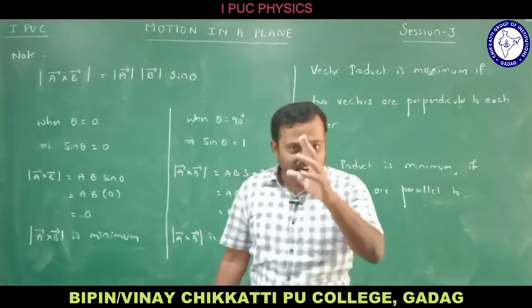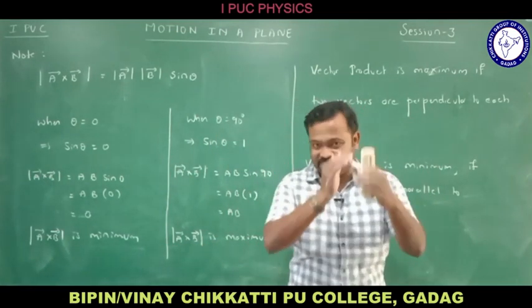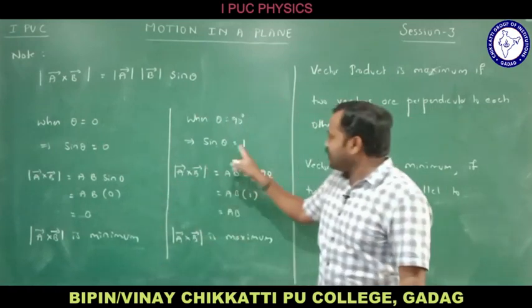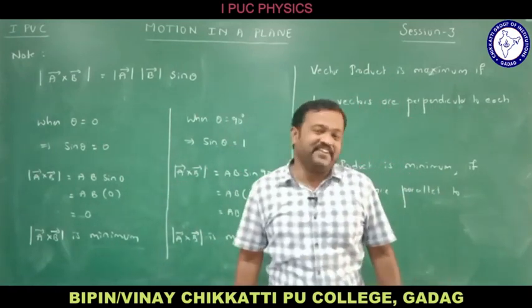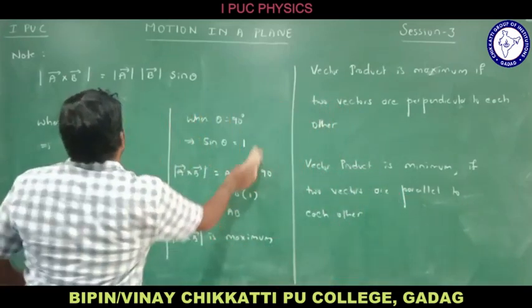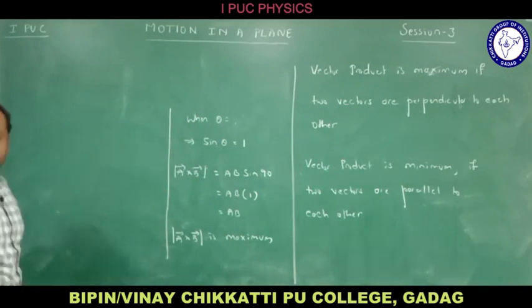Once again, whether vector product is maximum or minimum depends upon the trigonometric function, right? Sin theta is minimum when theta equal to 0. Sin theta is maximum when theta equal to 90 degree, right? This is how we came to know when vector product is maximum and when vector product is minimum.